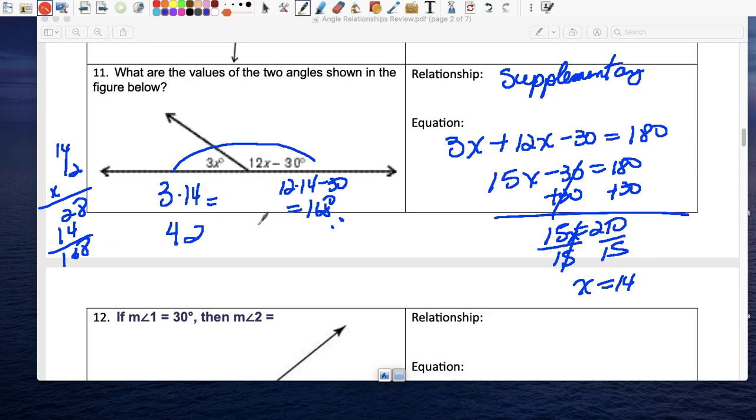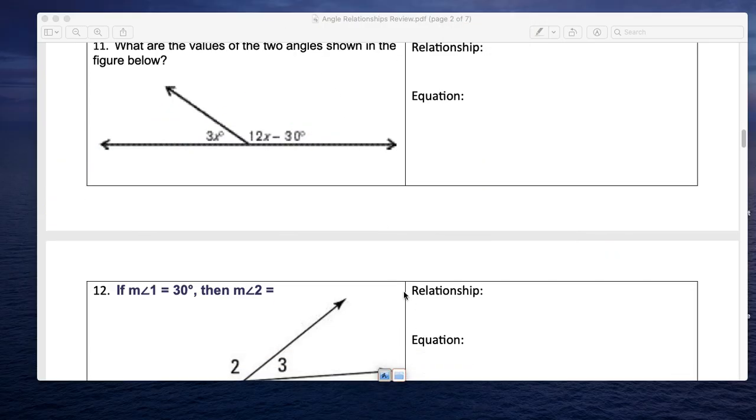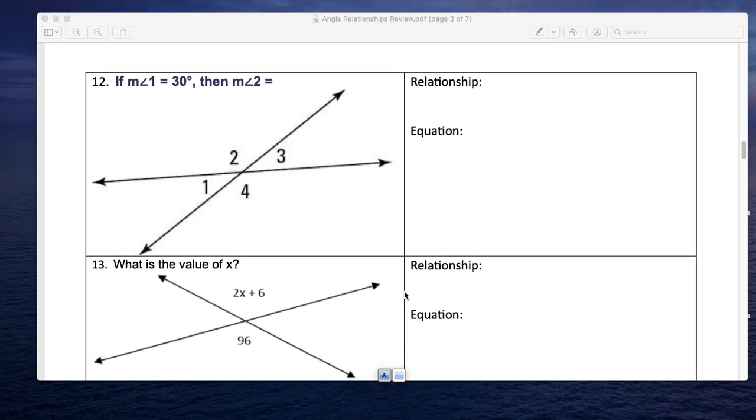So on one side, there's something wrong. No, that's right, 168. Oh, and I have to subtract 30, so that actually gives me 138. So this angle here measures 42 degrees, and this angle here measures 138 degrees. Do they add up to 180? Yes, they do.